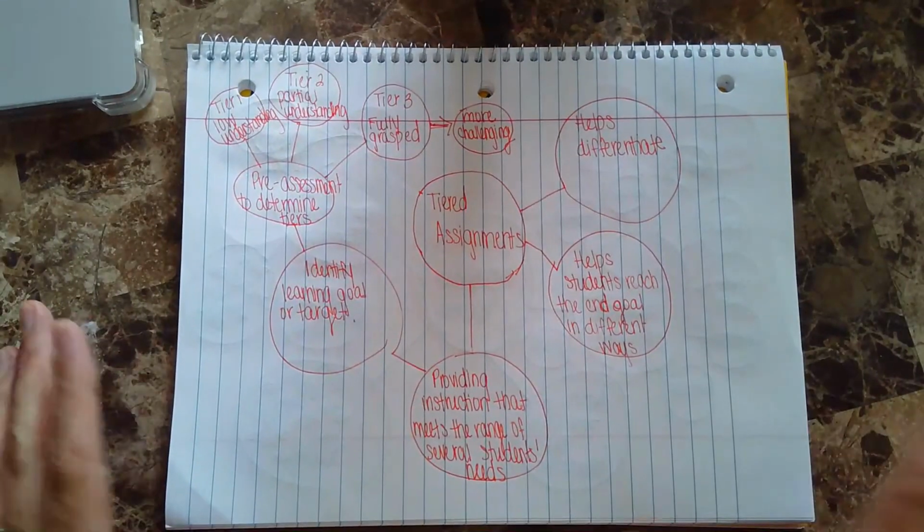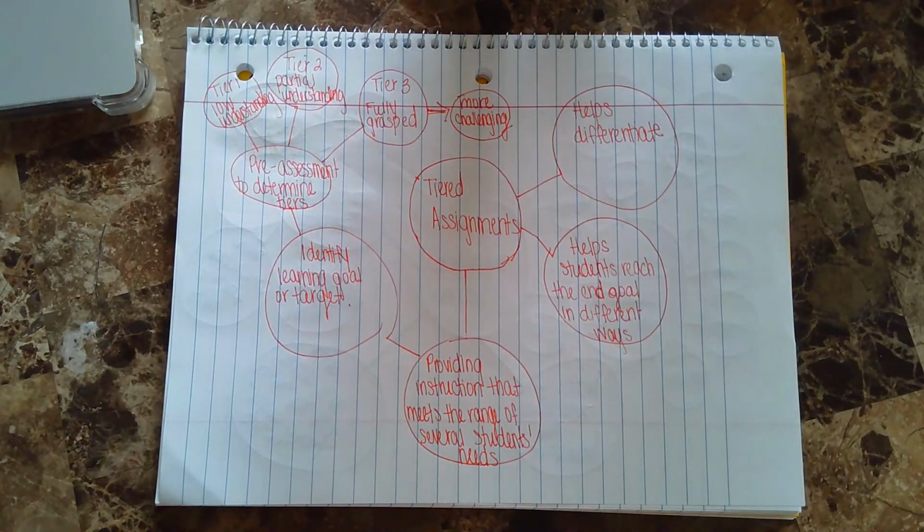The next instructional strategy is tiered assignments. So tiered assignments are just like they sound, like a tiered cake. There are 3 different tiers. It requires a pre-assessment to determine these tiers, and you categorize the students based on tier 1, which is a low understanding, tier 2, which is partial understanding, and tier 3 is that they fully grasped the concept or the learning goal.